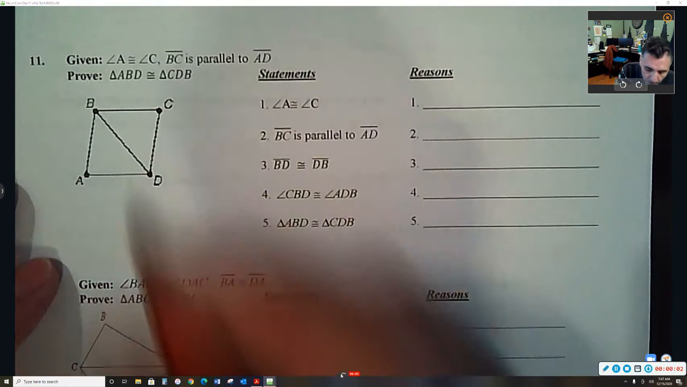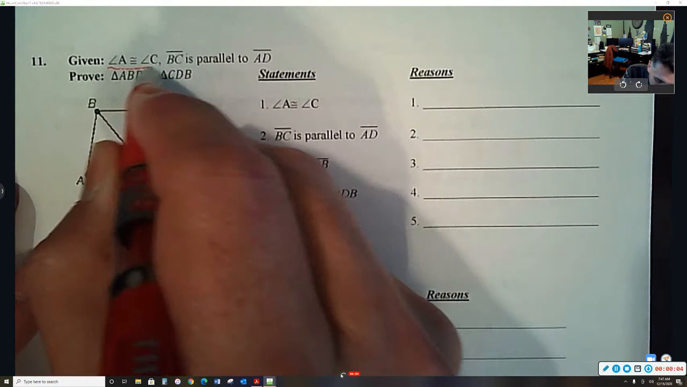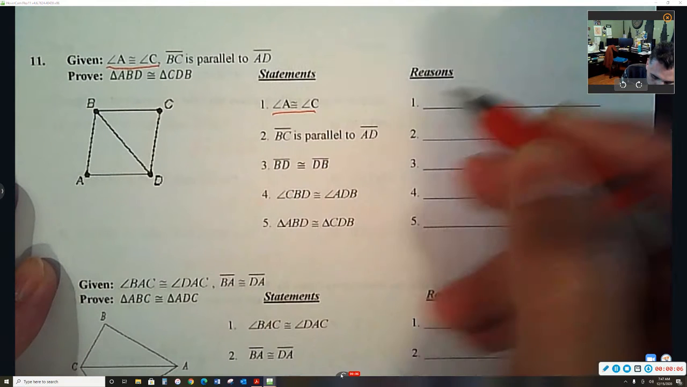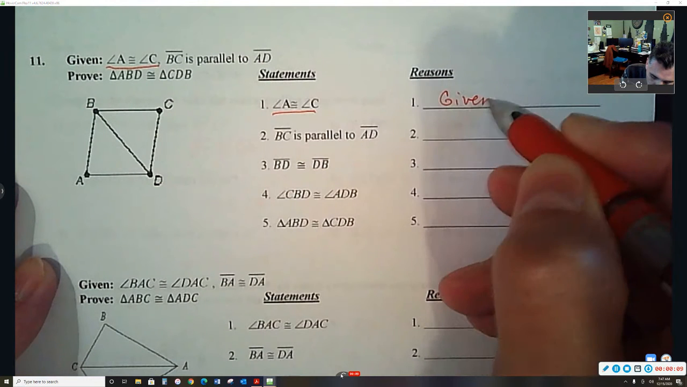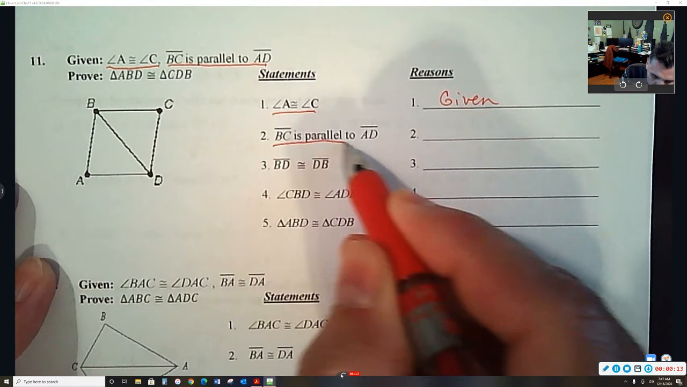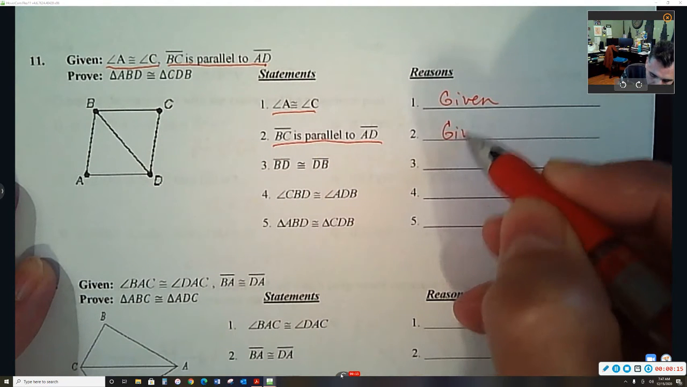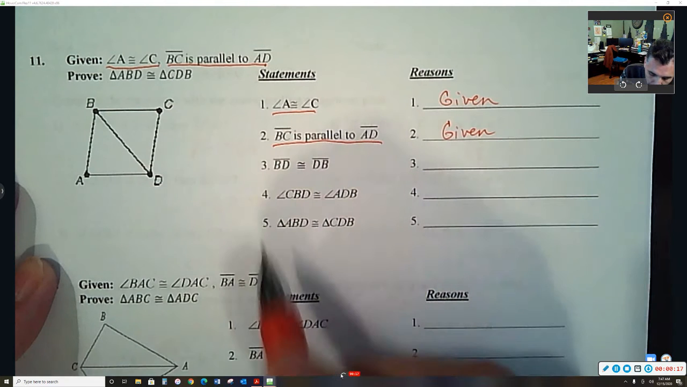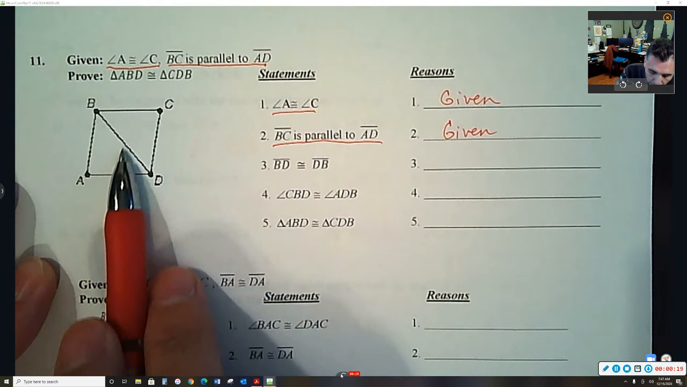When we're doing these proofs, always look for the given. So see that statement, I know that statement is true because it's given. And then this is the other statement. I know that statement is true also because it's given. Okay? And then I'm just going to put these marks on my diagram.